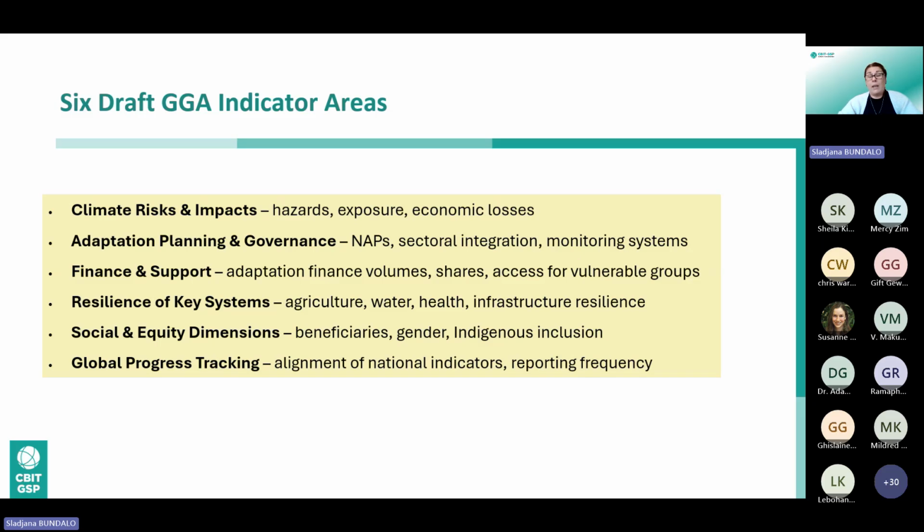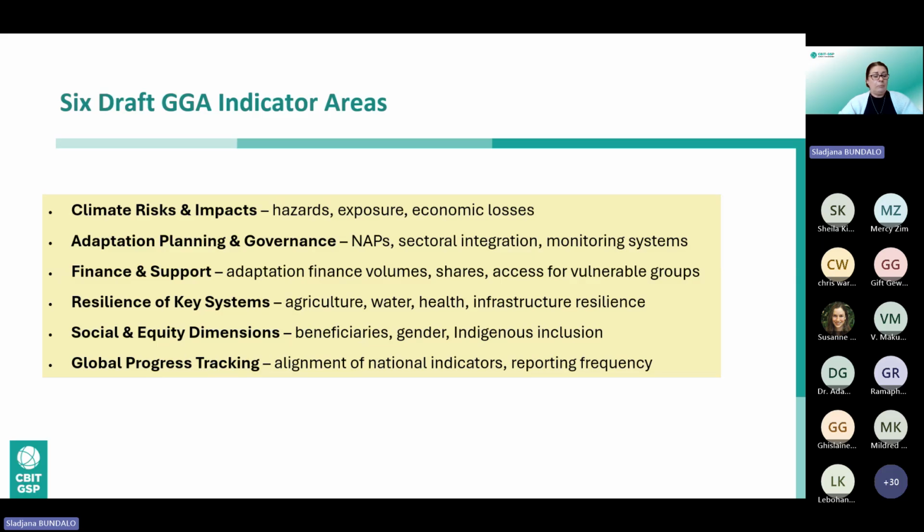Why do common indicators matter? They are essential for comparability of adaptation processes across countries, as they allow the global community to measure collective progress, identify gaps, and ensure transparency. Without common indicators, it would be very difficult to assess whether the global community is truly advancing toward adaptation goals set under the Paris Agreement.